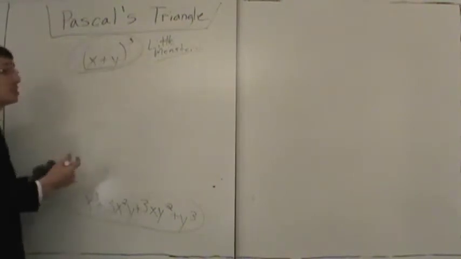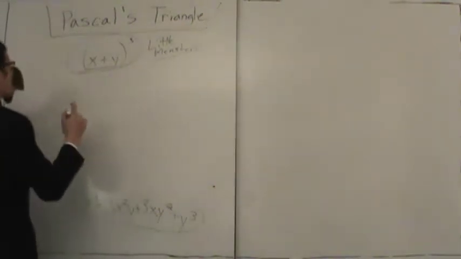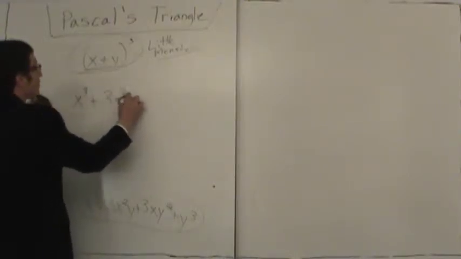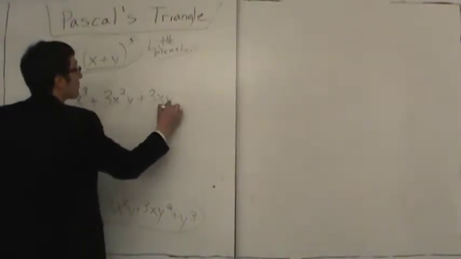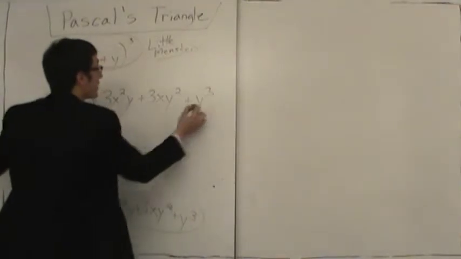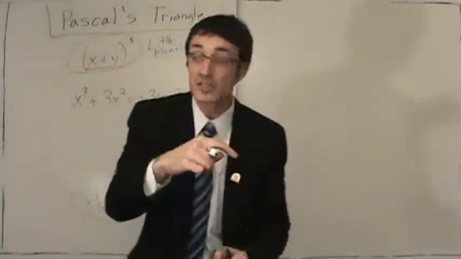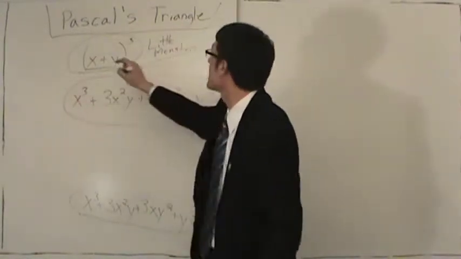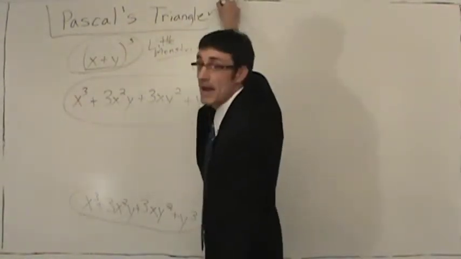Looking at x plus y cubed, you can simply do this in your head. You can say, well, this is x to the third plus 3x squared y plus 3xy squared plus y to the third. And if you want to know how to do this in your head, I'm going to show you right now. You can do this work in your head using the trick called Pascal's triangle.